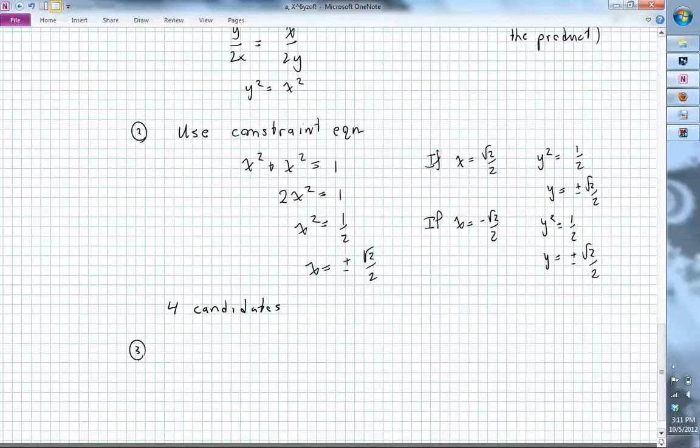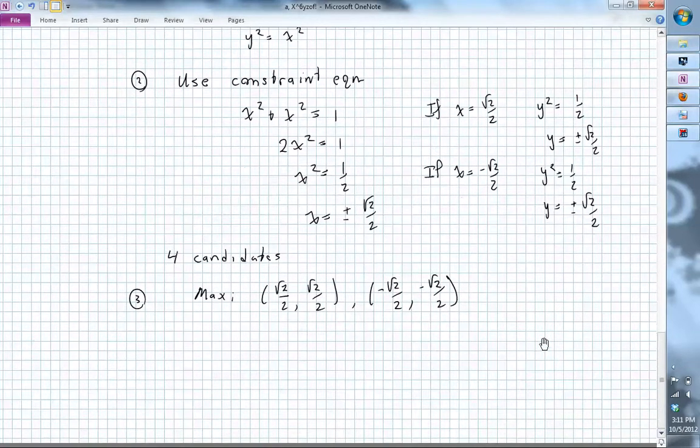Go ahead, Rach. Plug them into the f of x. Plug them into the thing that I'm trying to maximize, exactly. Let's see which one is biggest. Which one is biggest? So the maxes are the positive ones and the negative ones. And what about the other ones? Those are the places where the minimums occur. And in those cases, they're minus 1/2. The product is minus 1/2.